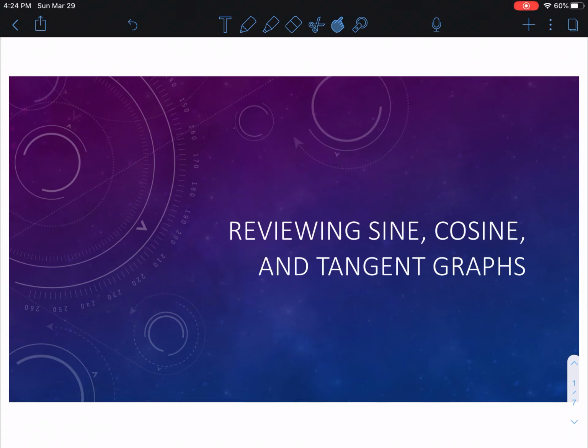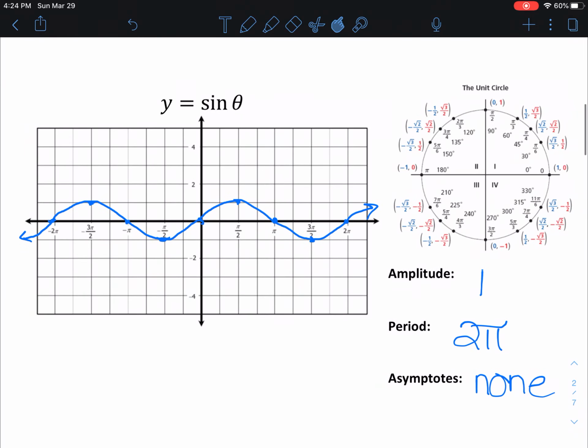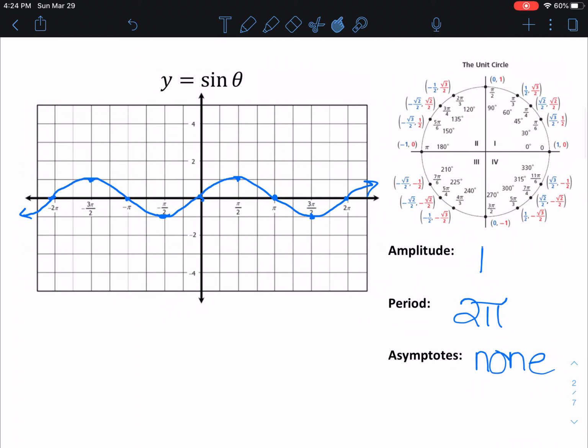Hey, pre-calc class. This is a video reviewing sine, cosine, and tangent graphs. All right, let's take a look at our first graph, sine.